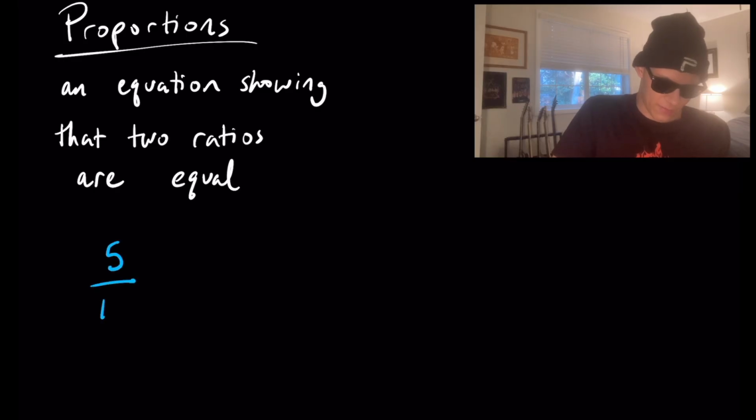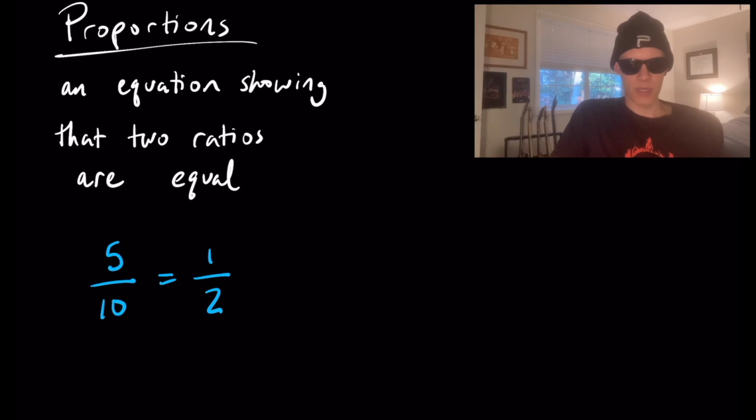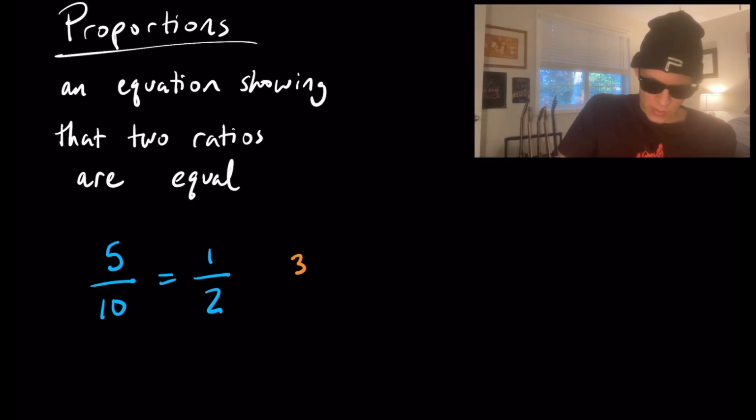So if I have 5/10, well, that's like saying 1/2. 5 out of every 10 people are men, or 5 out of every 10 people are women. That's like saying 1 out of every 2. They're the same proportion. They represent the same measurement. 5 out of 10 is the same thing as saying 1/2. Another example of a proportion would be 3/4 being equal to 9/12.